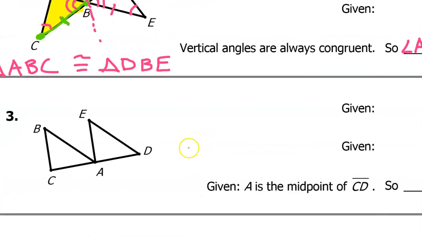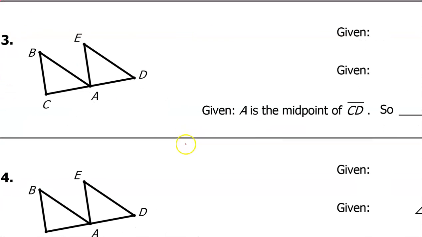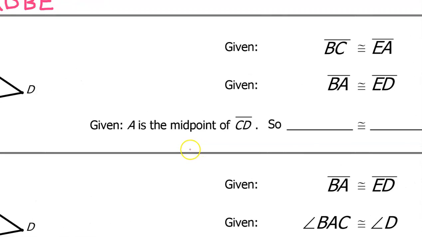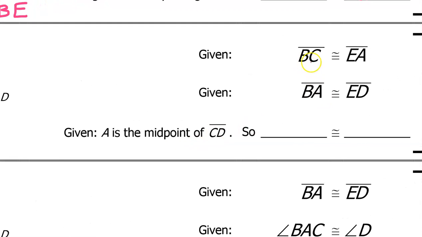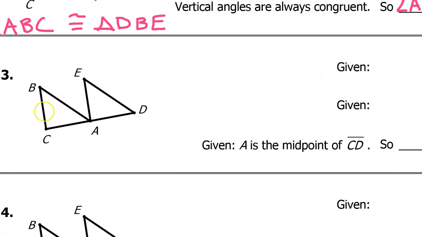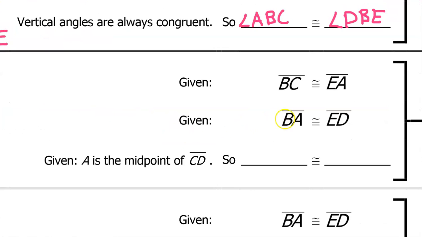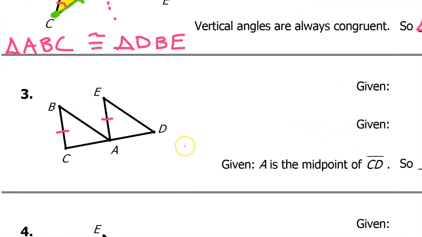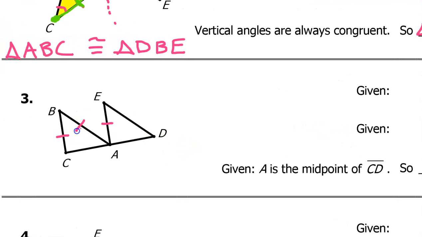All right, let's take a look at problem number 3. First, we are given that BC is congruent to EA. That's given. We are also given that BA is congruent to ED.